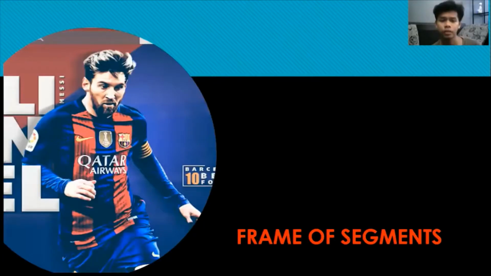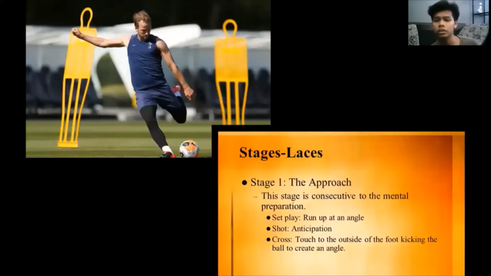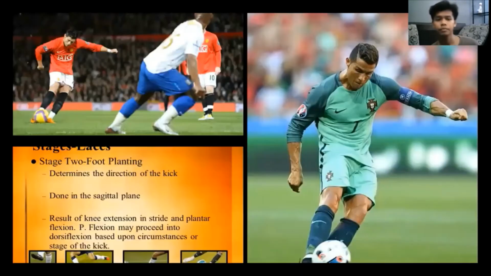Okay, next, frame of segment. Firstly, stage one, the approach. This stage is consecutive to the mental progression: set play, shot, cross, touch to the outside of the foot, kicking the ball to create an angle. Next, two, foot planting. It determines the direction of the kick, done in the sagittal plane. It is the result of knee extension in stride and plantar flexion. Plantar flexion may proceed to dorsiflexion based upon circumstances or stage of the kick.